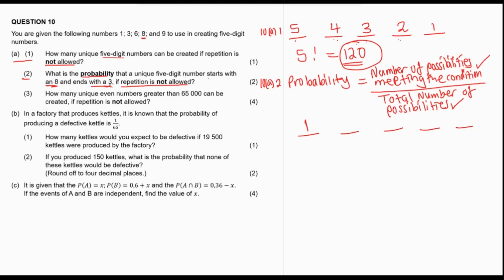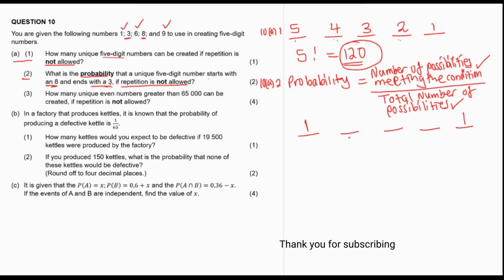And then the last number must be a 3. How many 3s do we have? We have one 3, so we have one choice here. So we're left with what? We're left with 3 numbers, 1, 6, and 9.